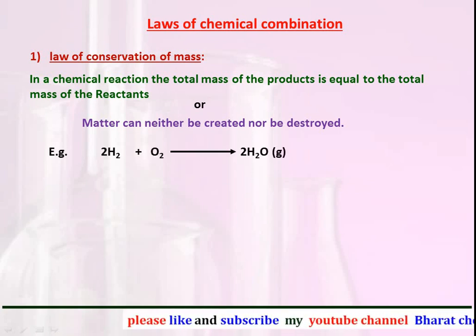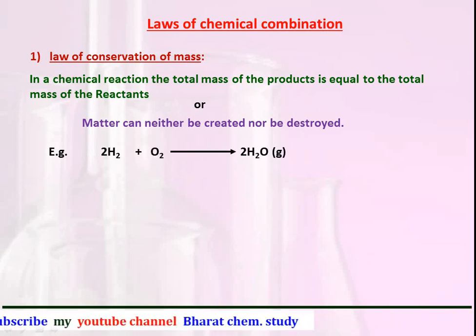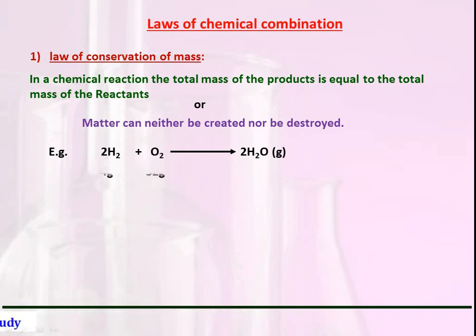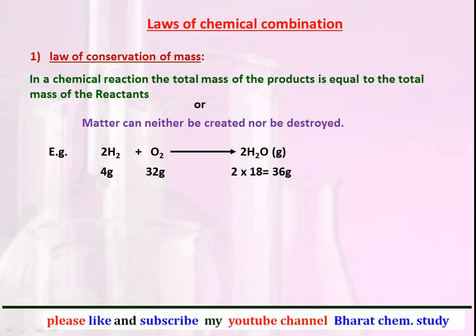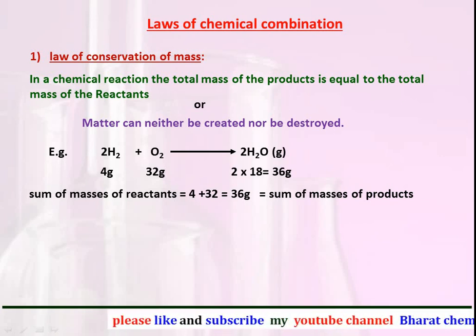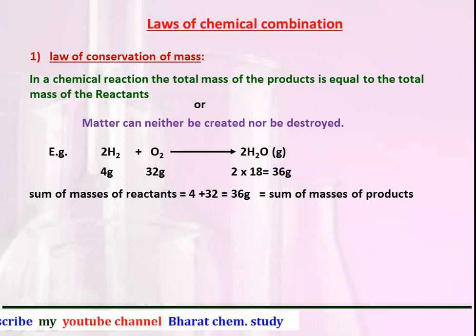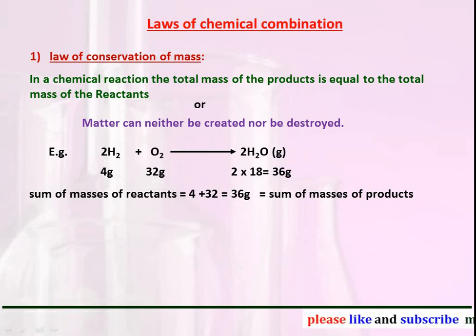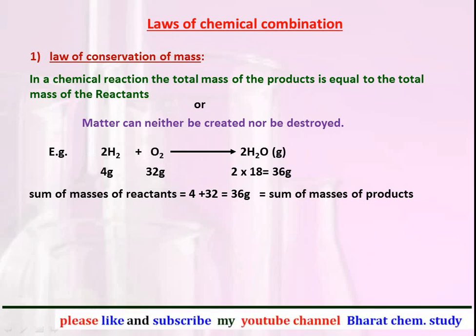Let's take an example. In this equation, hydrogen reacts with oxygen to give water. Suppose 4 gram of hydrogen reacts with 32 gram of oxygen and the product formed is 36 grams. The sum of the masses of the reactants is 4 plus 32, which is 36, equal to the mass of the product formed. So we can say in this equation the law of conservation of mass is followed. Chemical equations need to be balanced in order to satisfy this law of conservation of mass.